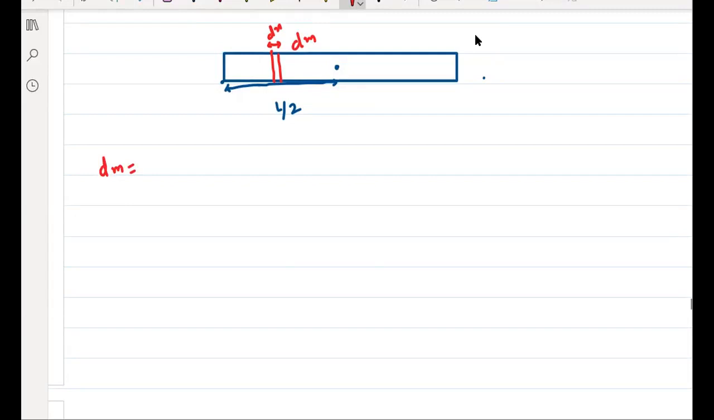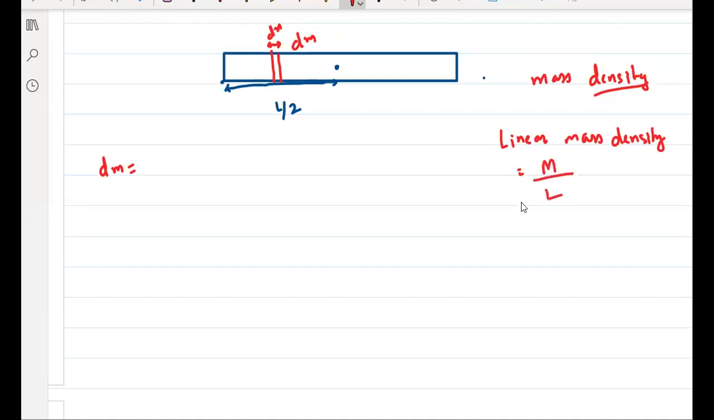There is a term called mass density. Mass density can be of different types depending on the surface or the object. Here it is a rod, so we will have linear mass density. What is the meaning of this? It means the total mass of the object divided by the total length. Yes or no? Raise your hand. That is the linear mass density. Simple unitary method. I represent it as lambda.